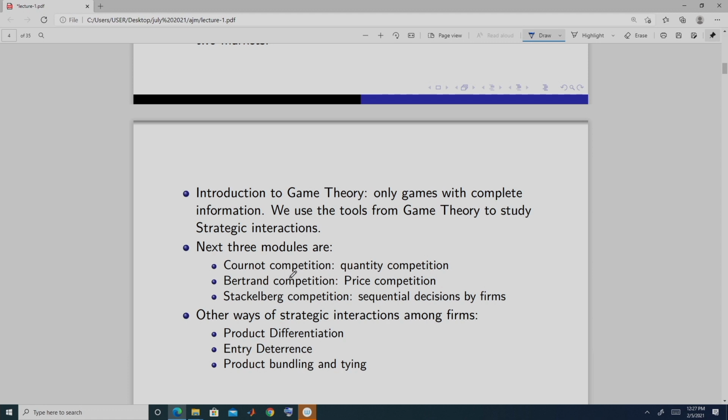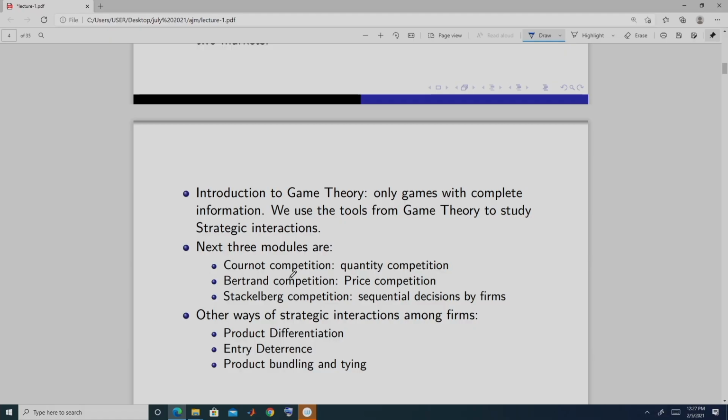Now, if firm 1 sets a price, firm 2 will decide whether to set the price a little bit higher or a little bit lower. And while firm 1 is taking this decision, it will definitely see how firm 2 is going to react. And so, there is going to be a competition in setting this price. So, we study this kind of market in Bertrand competition.